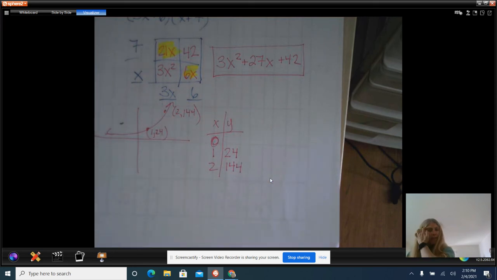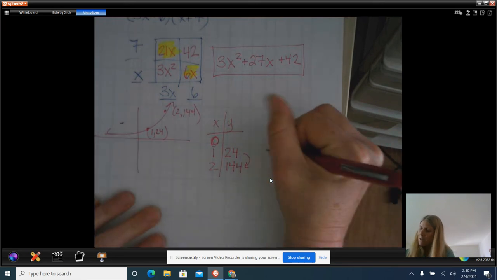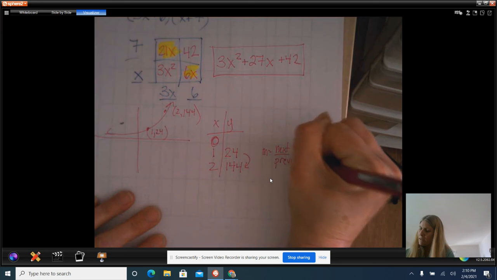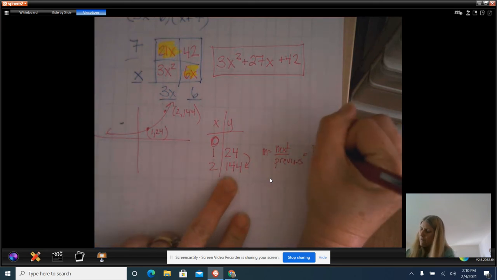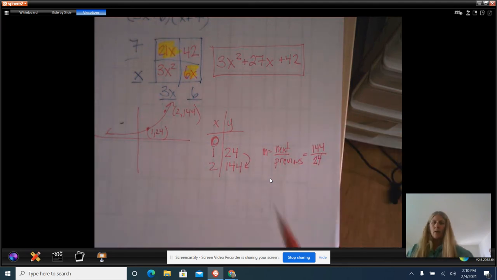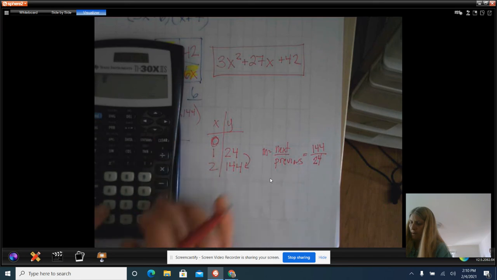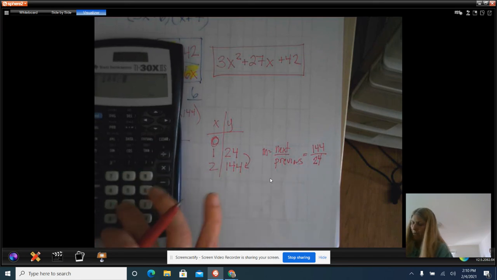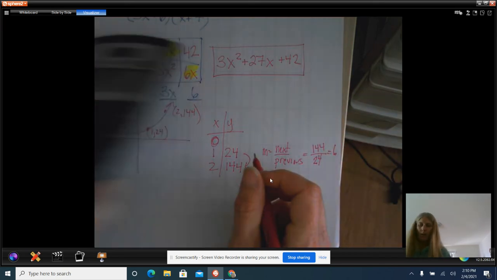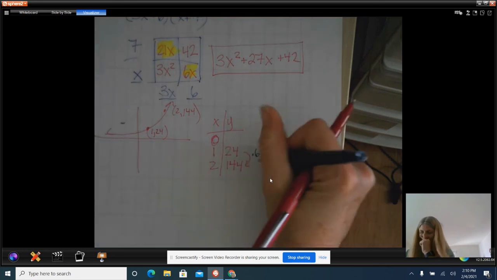Okay. At this point, I need to find the multiplier. My multiplier is equal to my next number divided by my previous. So my next number is 144 divided by my previous, which is 24. So I'm going to plug that in my calculator. 144 divided by 24, and that gives me a multiplier of 6. So that means I am going times 6, and that is my multiplier.